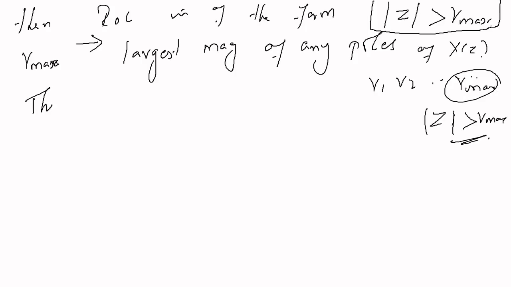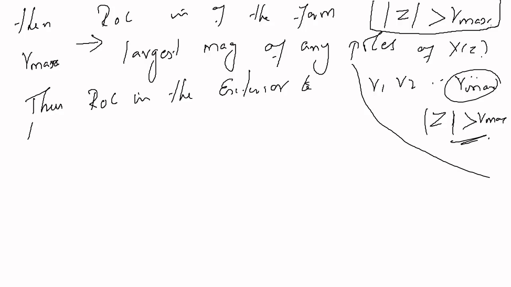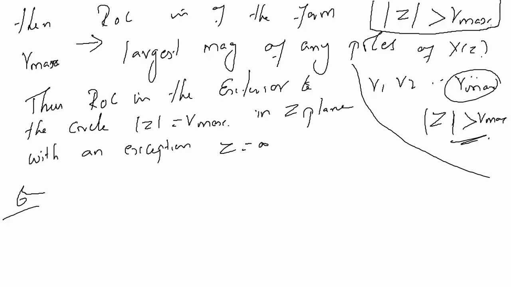Please write this, we are going to submit this as notes. So thus, ROC is the exterior to the circle R max.